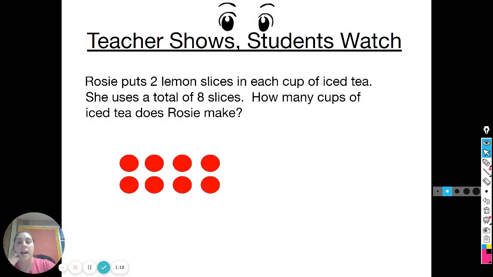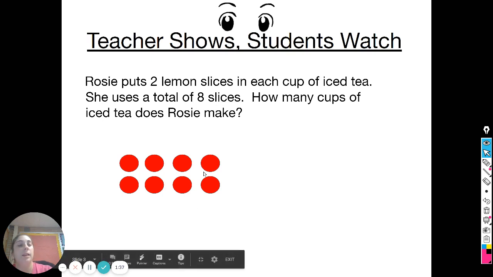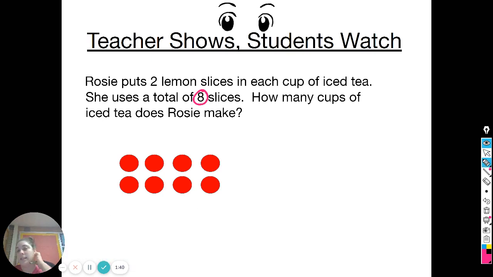First up, this is the example that I'm going to show you. Rosie put 2 lemon slices in each cup of iced tea. She uses a total of 8 slices. How many cups of iced tea does Rosie make? And so we have an array down here, and our array has 8 slices. So each circle is representing a slice of lemon, okay? And we know that there's 2 slices in each cup, okay? And we're trying to figure out how many cups of iced tea does Rosie make.